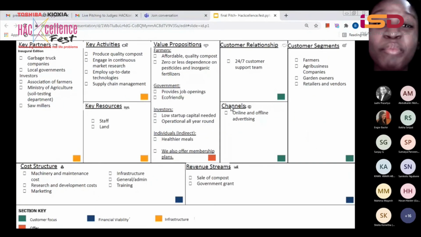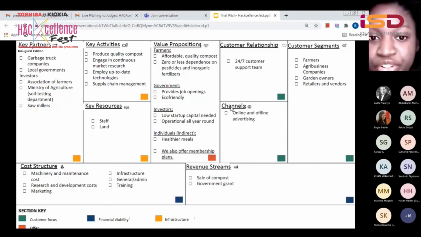This is our business model. Our key partners are garbage truck companies, local governments, investors, Association of Farmers, Ministry of Agriculture, sawmillers. Our customer segments are farmers, agribusiness companies, garden owners, retailers, and vendors. Our revenue streams are from the sale of the compost and government grants.